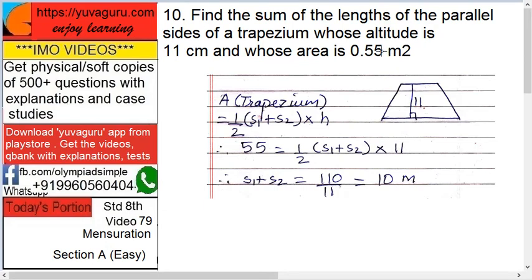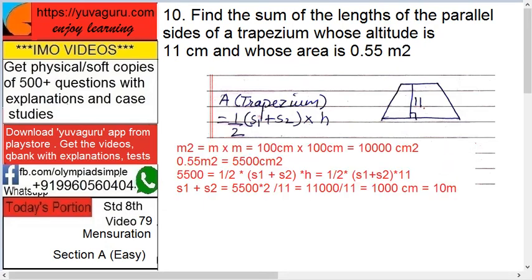So we'll convert meter square to centimeter square. Firstly remember, this is in meter square and this height is in centimeter, so convert meter square to centimeter square. Meter square equals meter into meter equals 100 by 100 cm square, that is 10,000 cm square. Therefore, 0.55 meter square equals 0.55 into 10,000, which becomes 5,500 cm square. So the area in centimeters is 5500 cm square.